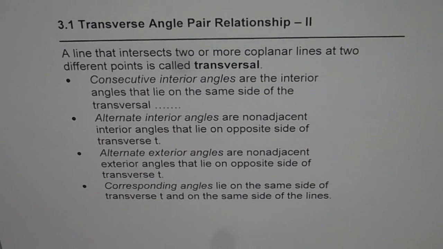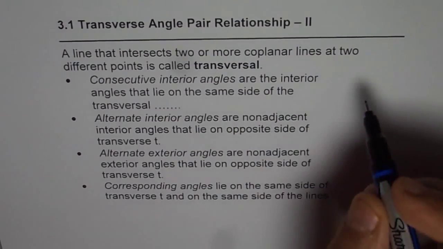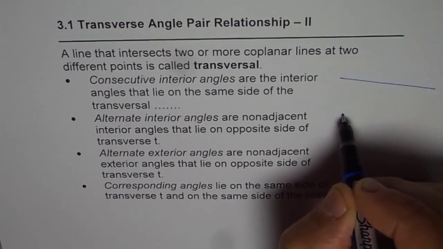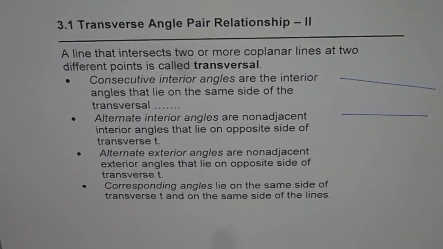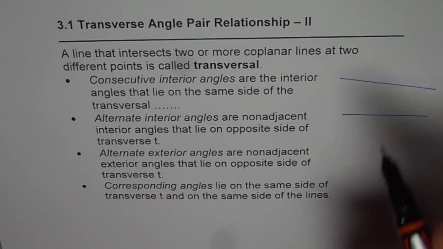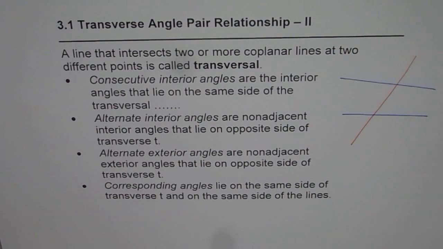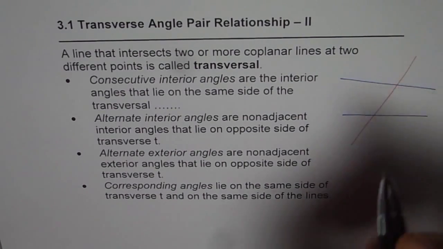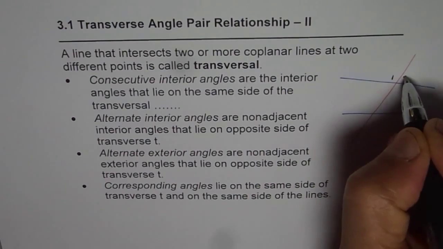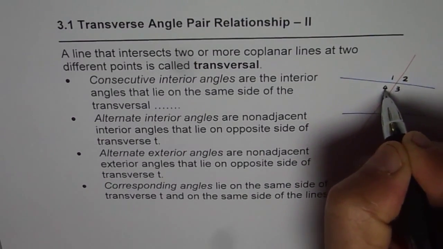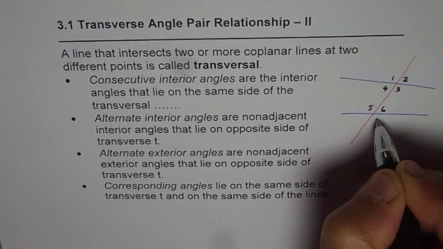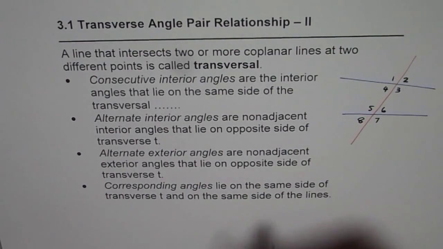I'm Anil Kumar, and in this video we will understand the relationship between transversal angle pairs. So if we have two lines intersected by a transversal line, then we understand that 8 angles are formed. So these are the 8 angles: 1, 2, 3, 4, 5, 6, 7, 8.